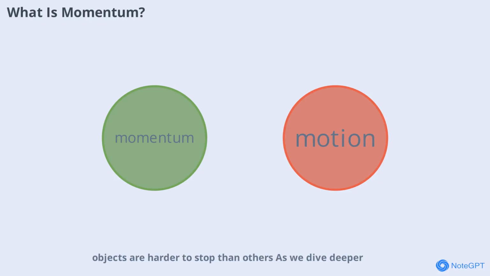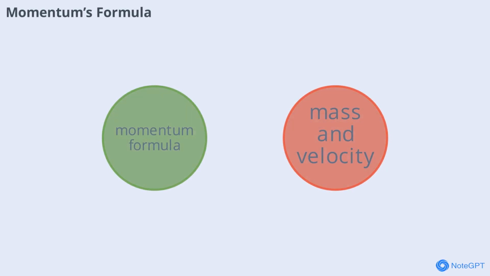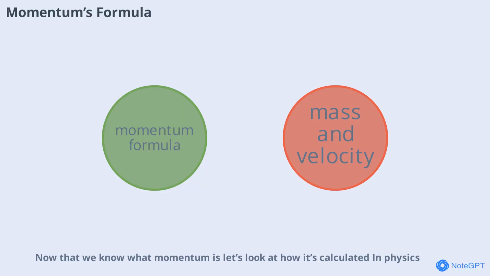As we dive deeper, you'll see how momentum connects to everyday experiences and scientific principles alike. Now that we know what momentum is, let's look at how it's calculated. In physics, momentum is represented by the symbol p and is calculated as the product of an object's mass and its velocity. The formula is simple: p equals m times v. Here, m stands for mass and v stands for velocity. This means that both how heavy something is and how fast it's moving determine its momentum. This formula is the foundation for understanding how momentum works in all sorts of situations, from sports to car crashes.